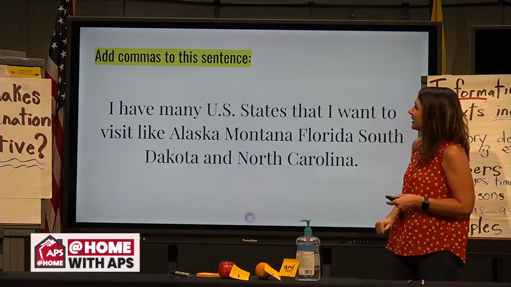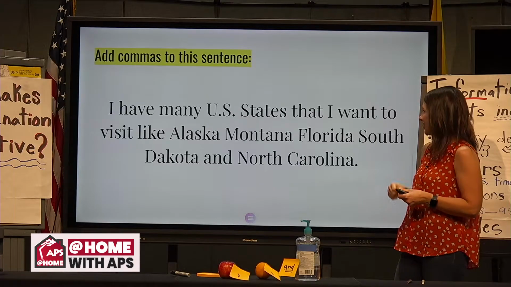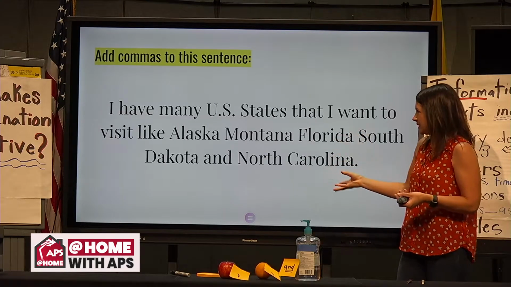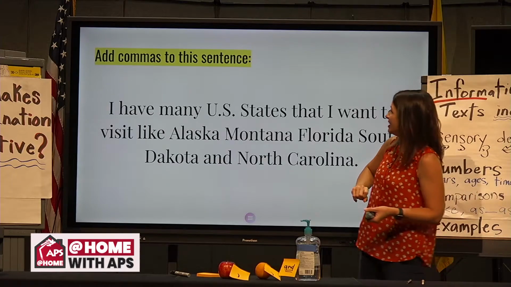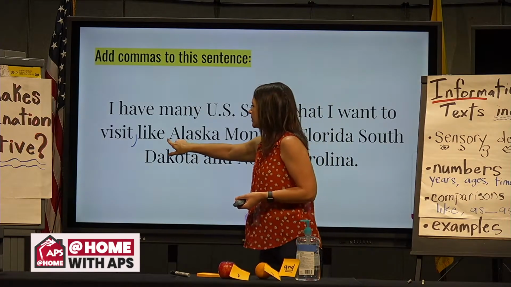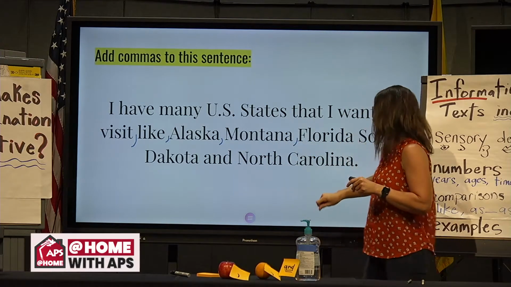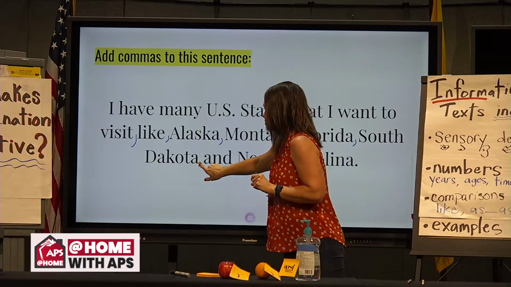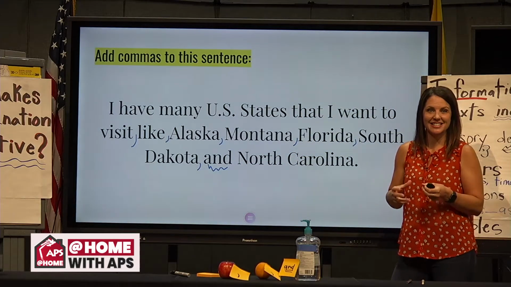Let's add more commas. I have many U.S. states that I want to visit, like Alaska, Montana, Florida, South Dakota, and North Carolina. I would love to visit these states, but without commas, it makes it a little confusing. Commas help us understand. I have many U.S. states that I want to visit, like Alaska, and I'm going to put a comma after like for a pause. I want to visit Alaska, Montana, Florida. South Dakota has two words, but it's one state, so I'll put it after South Dakota. And North Carolina. My list is complete.